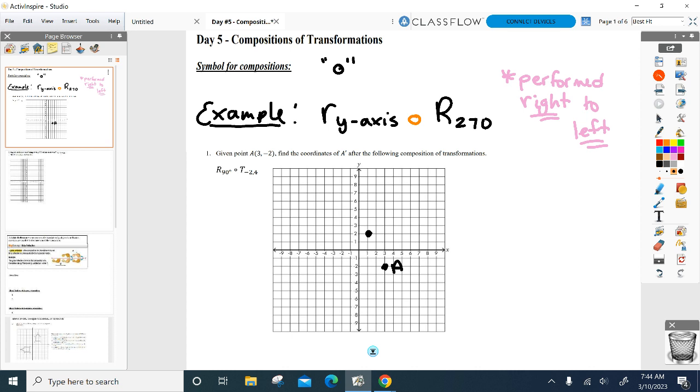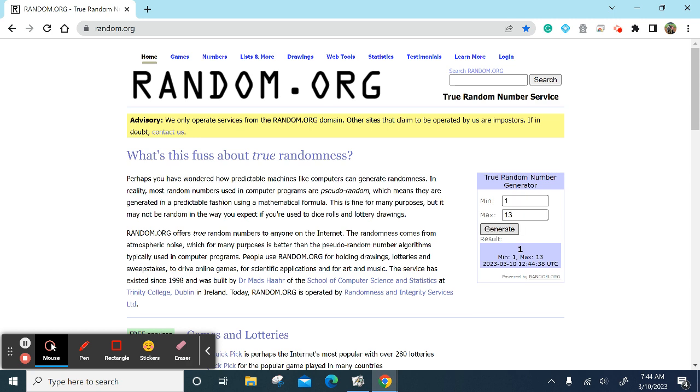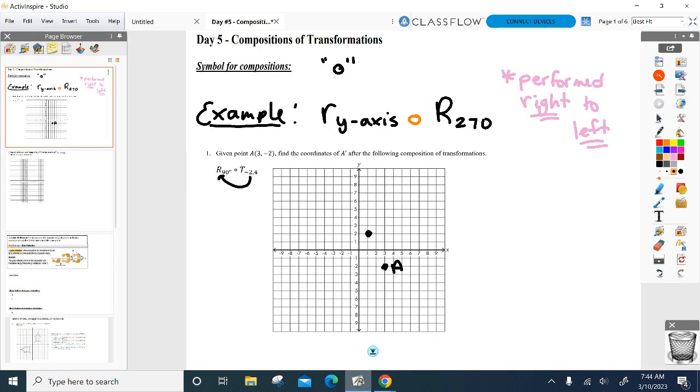And again, I'm not going to call this point anything because I'm not done yet. I'm going to call my final point A prime, but I'm not done yet. Now I take the point where I am and rotate it 90. Which direction? Going off of yesterday's quiz, 90 degrees. Which direction am I rotating? Anna?